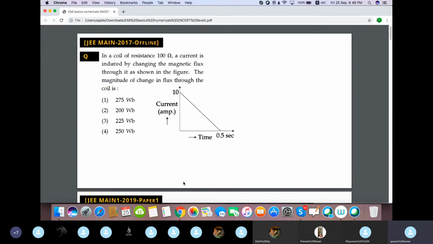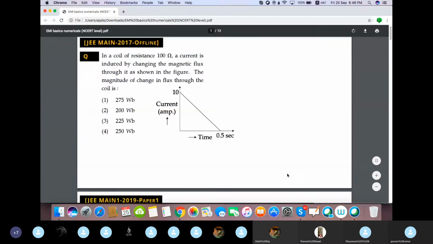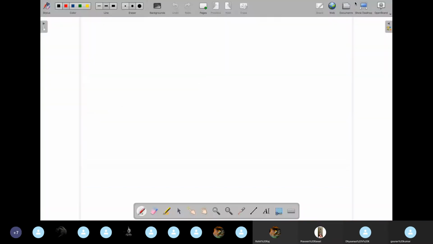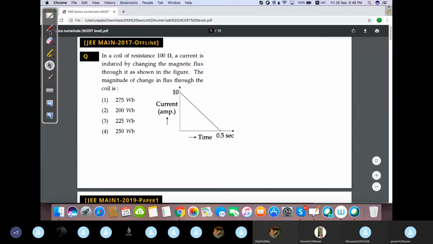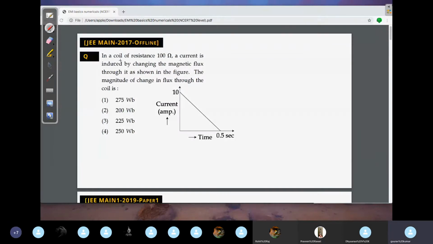Okay, let's see the solution for this question now. It's a very, very easy question. Please hear. See what is given to you first. Make a note of all the given things. What is given here? You can see that resistance is given as 100 ohm. The current is induced by changing the magnetic flux through it as shown in the figure.